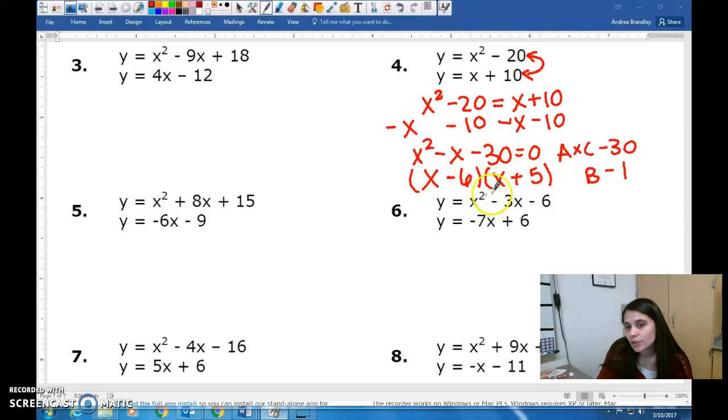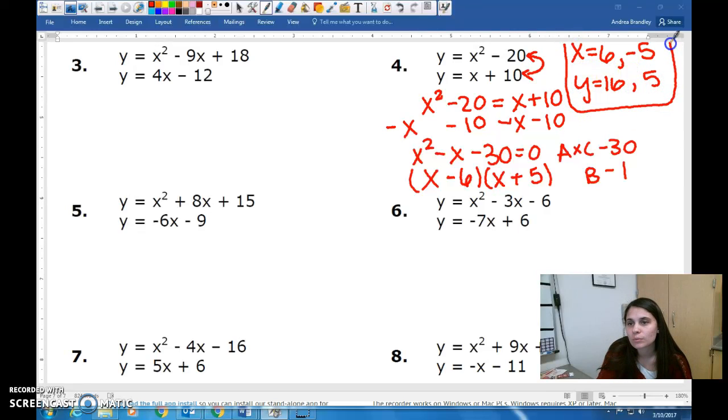Now if I set each of those equal to 0, I'm left with x equals 6 and x equals negative 5. And then as I plug those in for x, 6 plus 10 is 16. Negative 5 plus 10 is 5. So x equals 6 and negative 5, y equals 16 and 5.